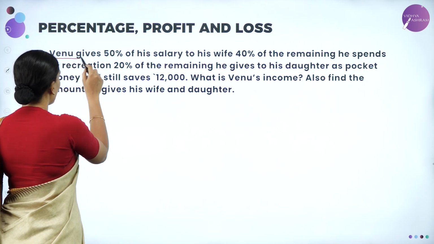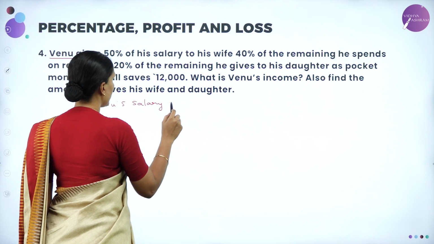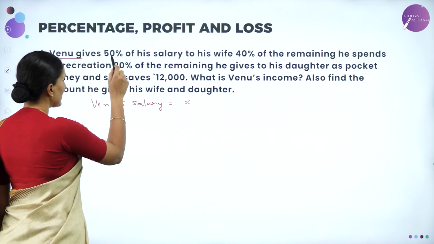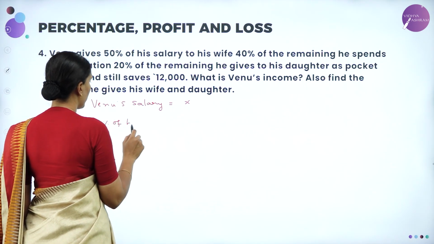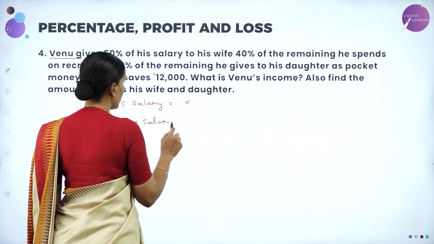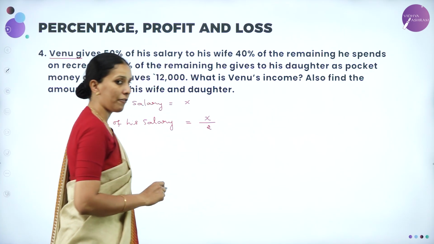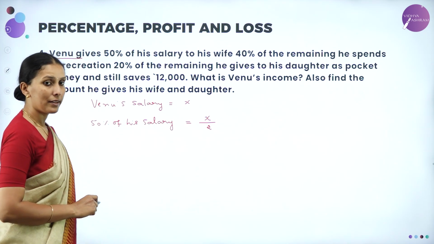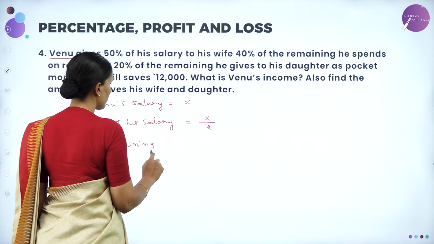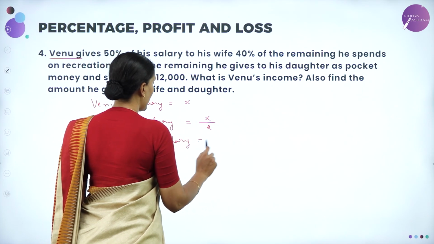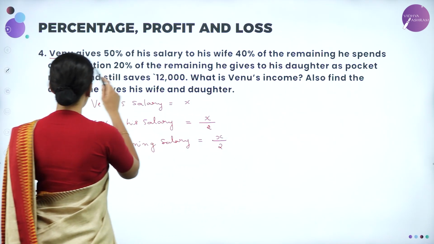So let the salary that Venu gets, or Venu's salary, be equal to x. Now, he gives 50% of his salary to his wife. So 50% of his salary is given to his wife. That means x by 2, that is half of the salary, which is 50% of x. Therefore, it is x by 2. Then, the remaining salary will be again x by 2.